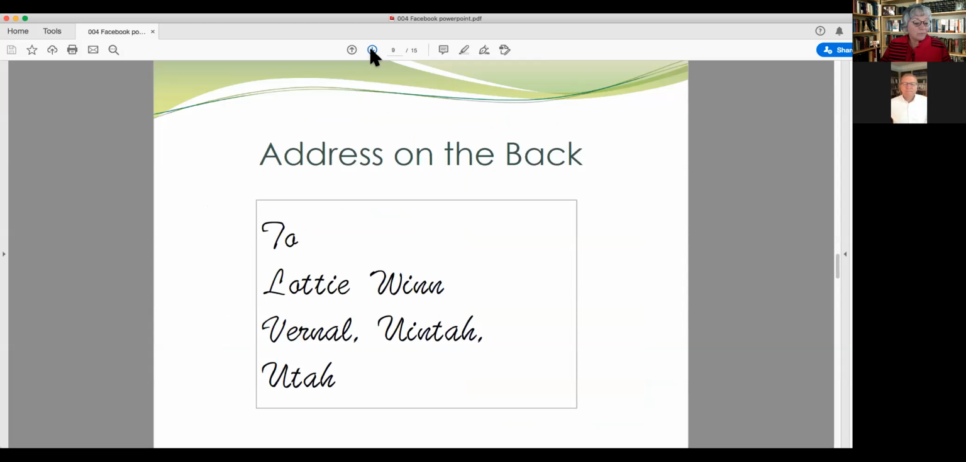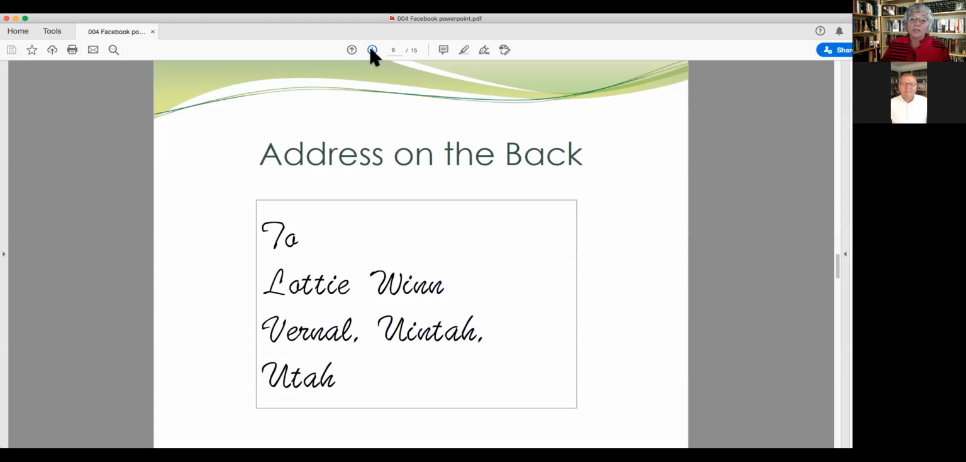So then once I remove the photo from the photo album, on the back of the photo is some very faint writing. It is written on a postcard style with an address, and the address says, to Lottie Wynn, Vernal, Uinta, Utah. I was born in Vernal. It isn't a very big town, and it still isn't a very big town. In fact, you could probably just write a person's name and Vernal, Utah on it, and it would get to the right person. I know that my great-grandmother lived in Vernal and was called Lottie.